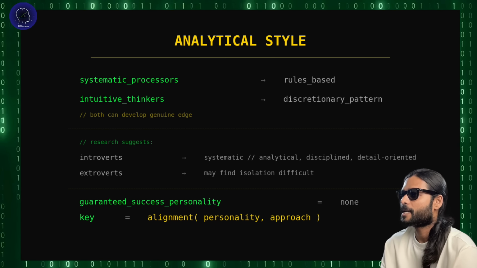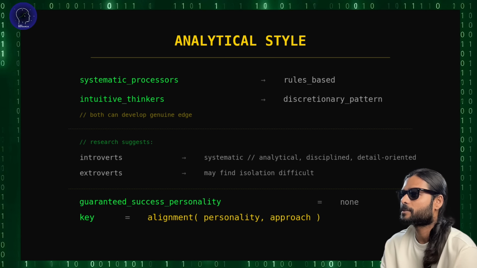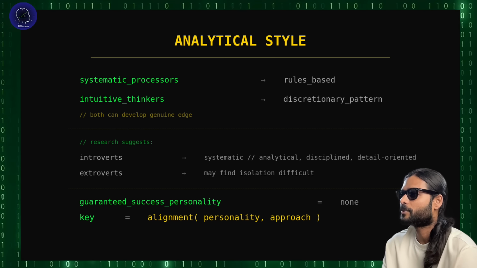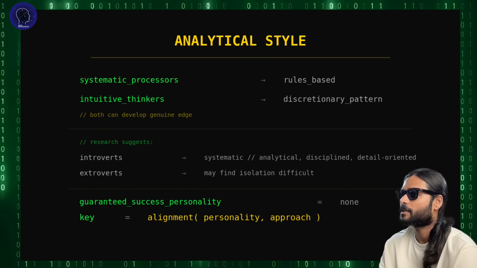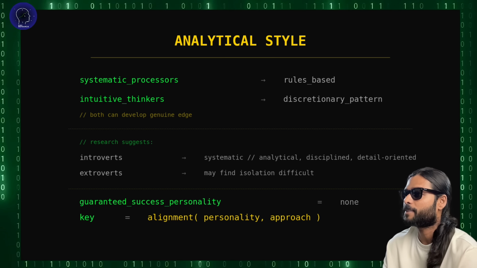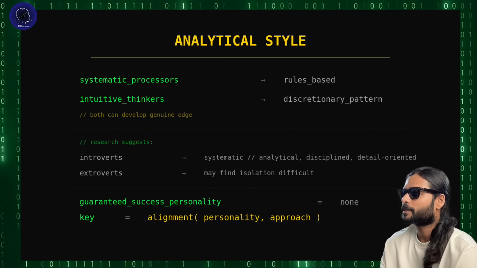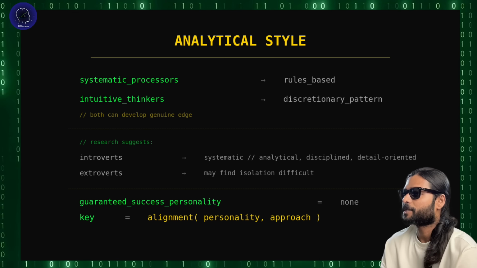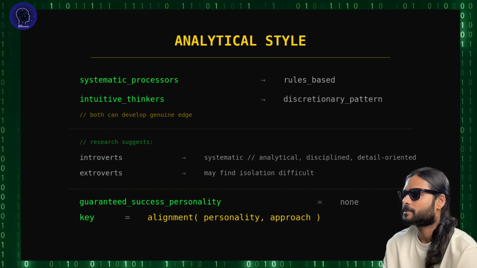Analytical style matters. Systematic processors thrive with rules-based approaches. Intuitive thinkers thrive with discretionary pattern recognition. Both can develop genuine edge, but in fundamentally different ways.